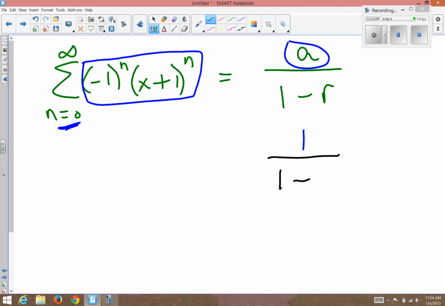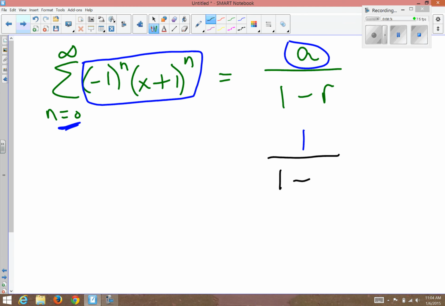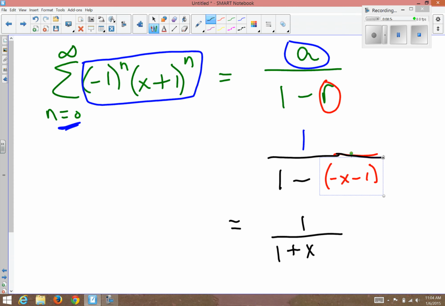R is, as we saw on the previous board, negative x, negative 1. So right here it says r is negative x, negative 1. So we simplify this. We say that's 1 over 1 plus x plus 1, or 1 over x plus 2.